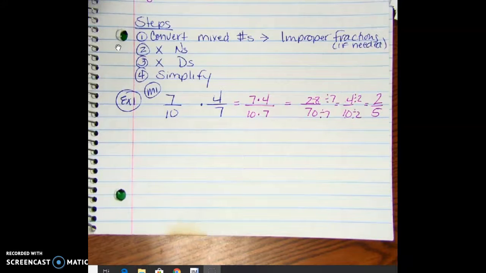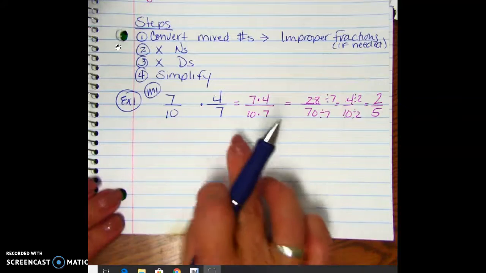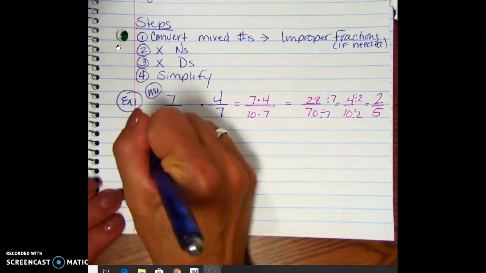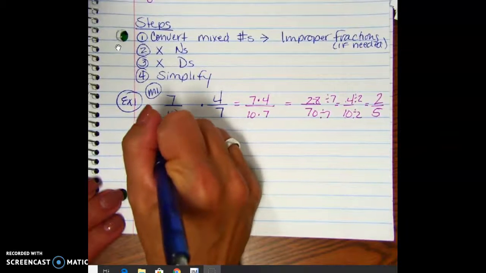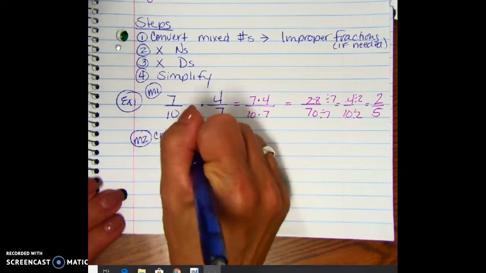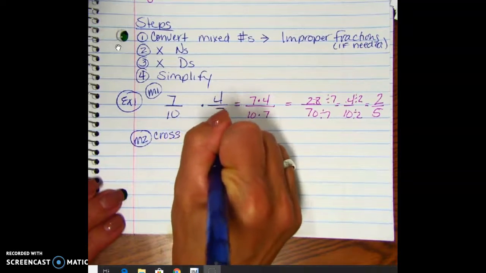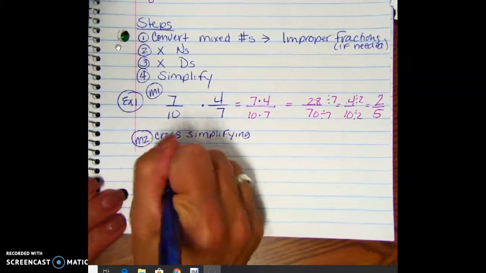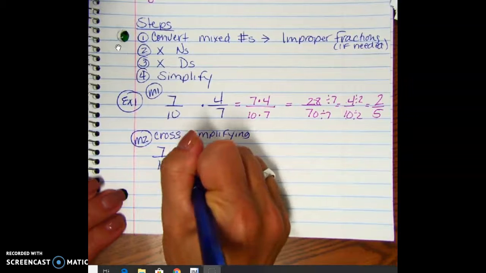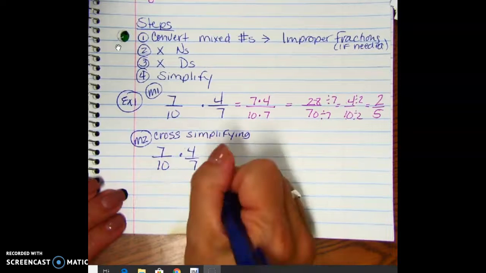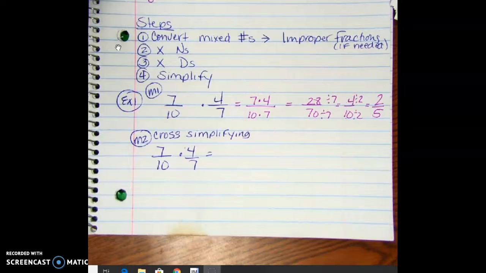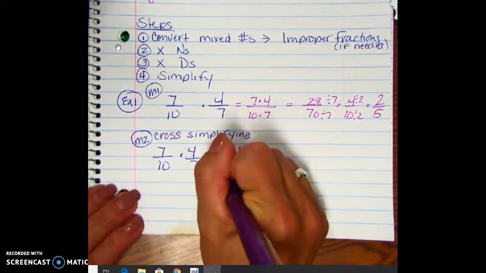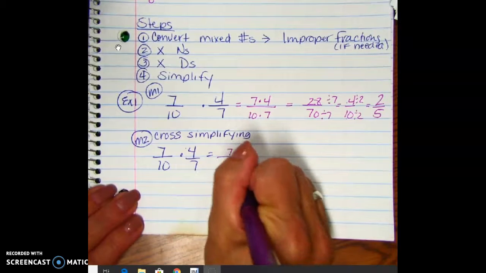That was good. Well, guess what? There's another way to do this whole problem. And you can stick with this way. That's fine. But I want you to be aware of the second way. And I call it cross-simplifying. Okay, so I'm going to use the same exact problem. And we still do the same exact thing of multiplying my numerators and then multiplying my denominators.